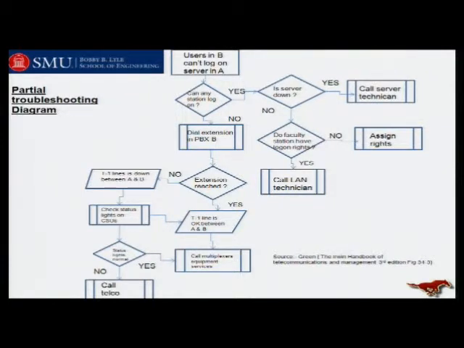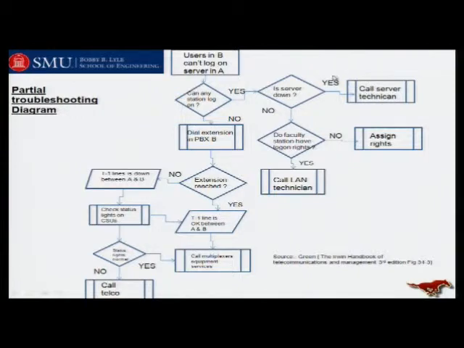Now let's say something is going wrong: the users in city B can't log on to the server in city A. So you'll go to the next decision box and you'll ask a question. This is basically a logical question asking, can any station log on? Depending on the answers, we'll move forward in this flowchart. So let's say the answer is yes. So we move on to the next logical question, that is, is the server down or not? Let's say over here that the server is down. So you come to this box and you call the server technician to rectify the error.